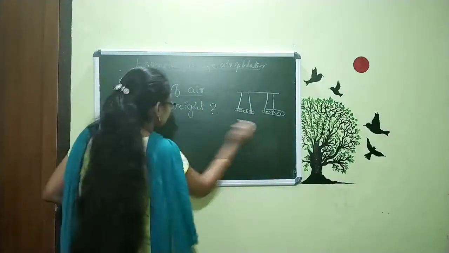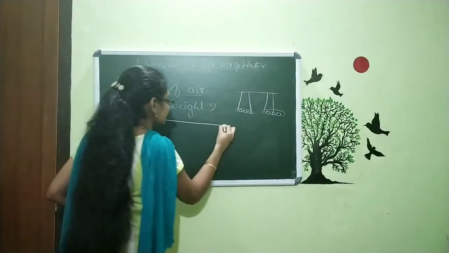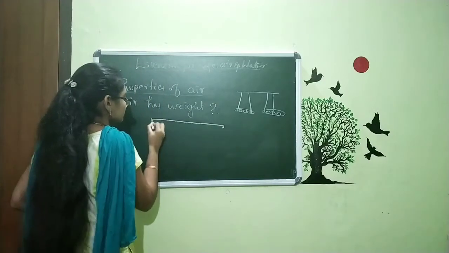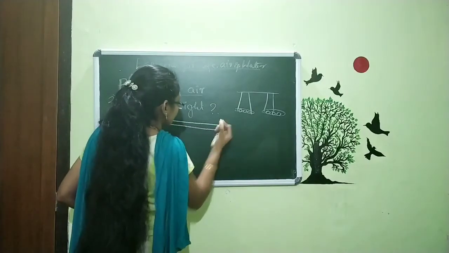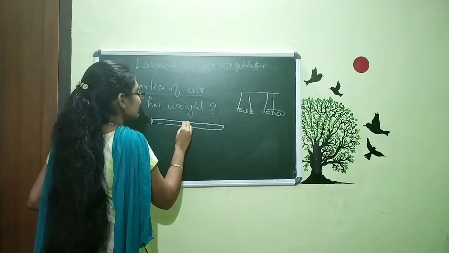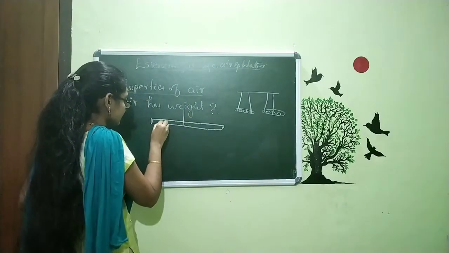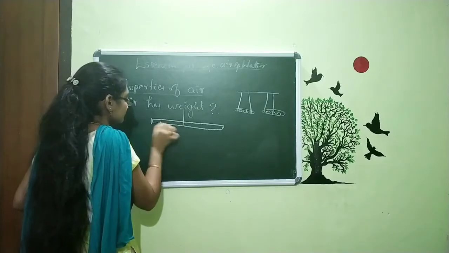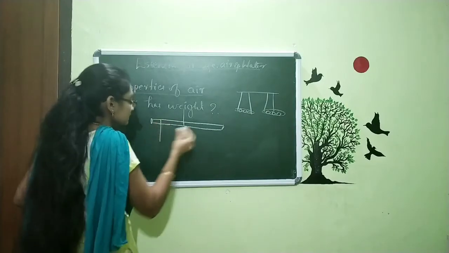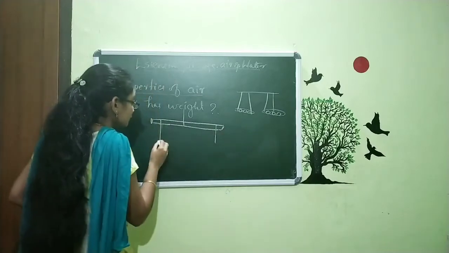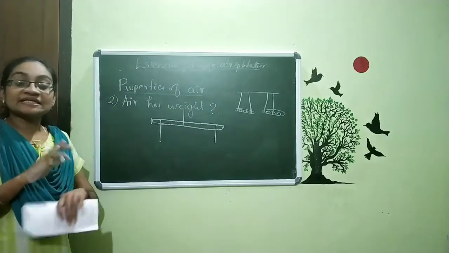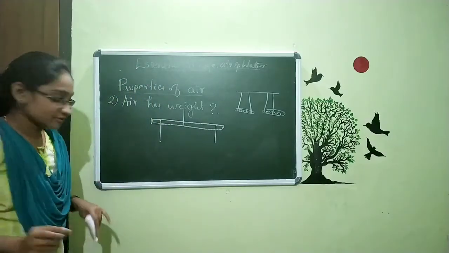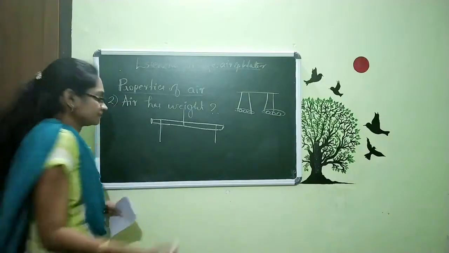Now I am taking a stick, tying it with a thread, and tying here and here 2 balloons which are equally filled with air. That means the balloons are the same size.